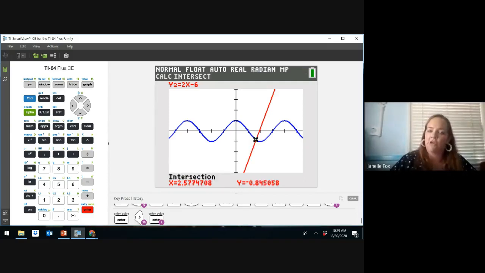So it intersects at the coordinate, if we were doing it calculus style, 2.577, comma, -0.845 in parentheses because it's a point. All right, let's go back to y equals.